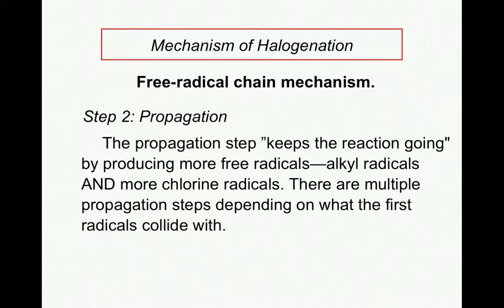These chlorine atoms then go forward in propagation steps by colliding with other substances in solution in order to create new radicals. Again, there are many possible types of propagation steps in any free radical chain mechanism, but we're just going to focus on those free radical propagations that get us towards the products we want.